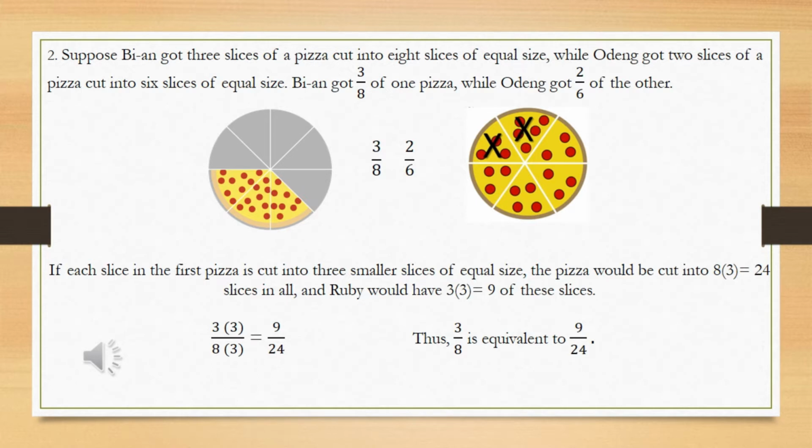But how are we going to convert these dissimilar fractions into similar fractions? We are going to use their least common denominator, or the LCD. I believe that you have learned about this. We'll continue. If each slice in the first pizza is cut into 3 smaller slices of equal size, the pizza would be cut into 8 times 3 equals 24 slices in all. Bian would have 3 times 3 equals 9 of these slices. Thus, 3/8 is equivalent to 9/24.